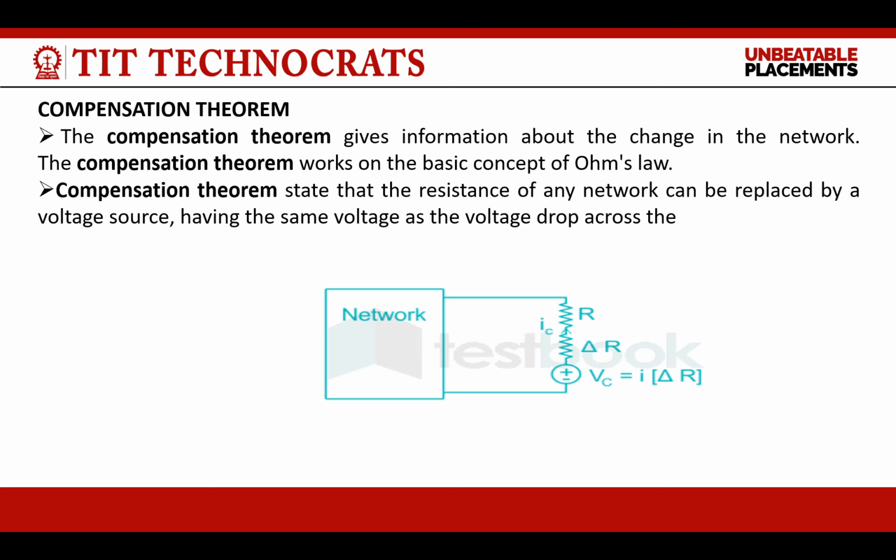Next, compensation theorem. The compensation theorem gives information about the change in the network. The compensation theorem works on the basic concept of Ohm's law. Compensation theorem states that the resistance of any network can be replaced by a voltage source having the same voltage as the voltage drop across it.